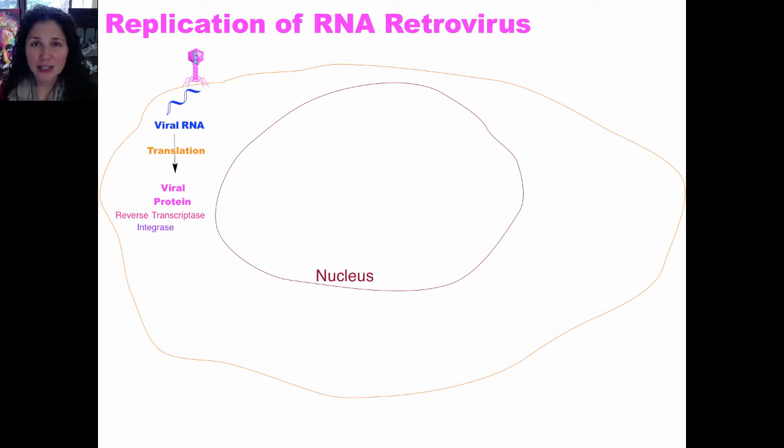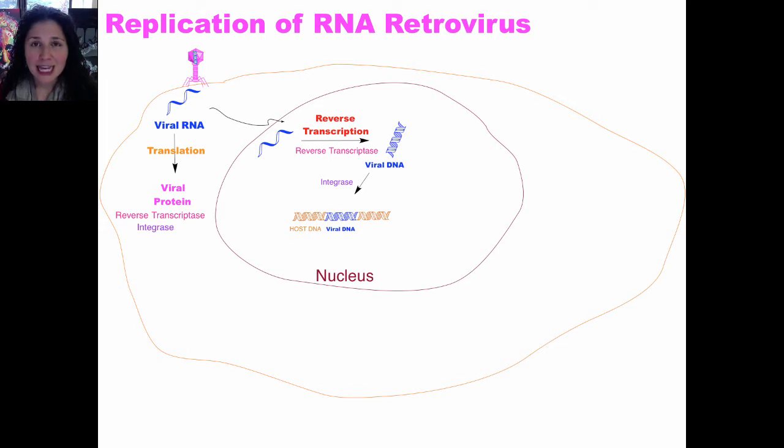In order for this virus to replicate, the RNA enters the nucleus, along with the protein reverse transcriptase. In the nucleus, the reverse transcriptase reverse transcribes the viral RNA. This is the opposite of transcription. Transcription takes DNA and makes RNA. Reverse transcription takes RNA and makes new viral DNA. Once the viral DNA has been synthesized, the enzyme integrase, which was also produced by the virus, integrates the viral DNA into the host genome.